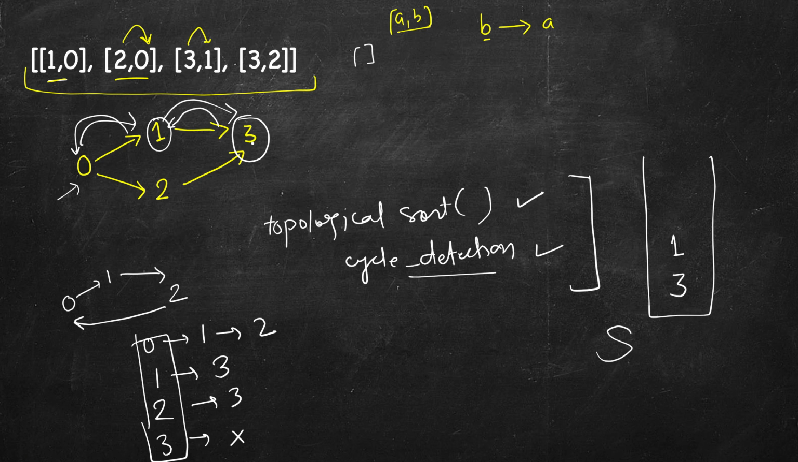From 2 we can only go to 3, which is already visited. So we are done with 2 also and we go back to 0. But before going back, insert it into the stack. And then from 0 there is no other option. So finally we are done with 0 and we insert 0 here.